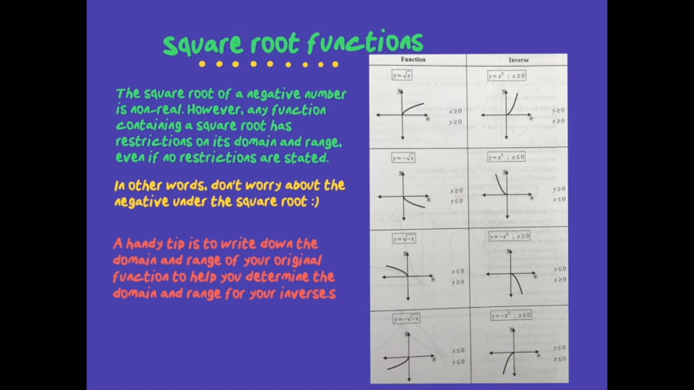So don't worry about these negatives under the square root signs. And remember that if you do have restrictions, if you do chop off a part of the parabola or a part of the original function, when you square root, it can't be plus or minus. You need to see, am I working with the positive or the negative part of the original function?